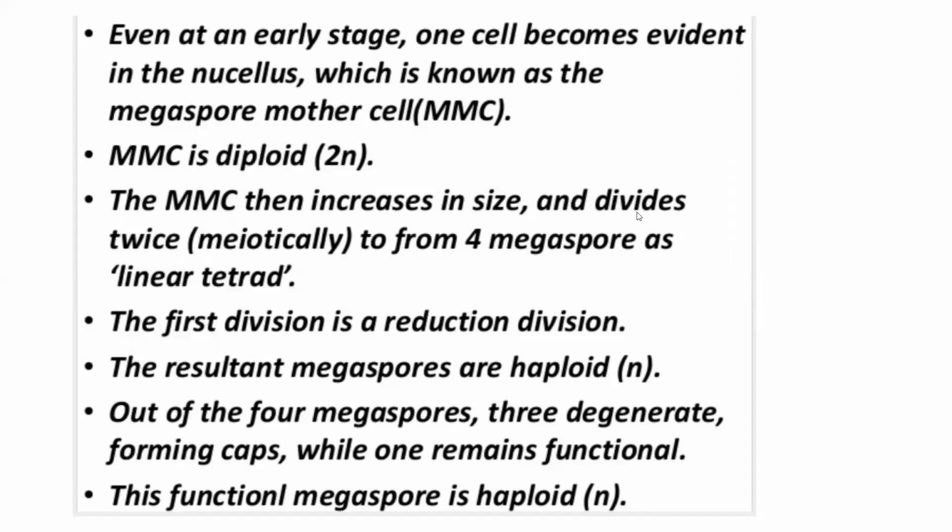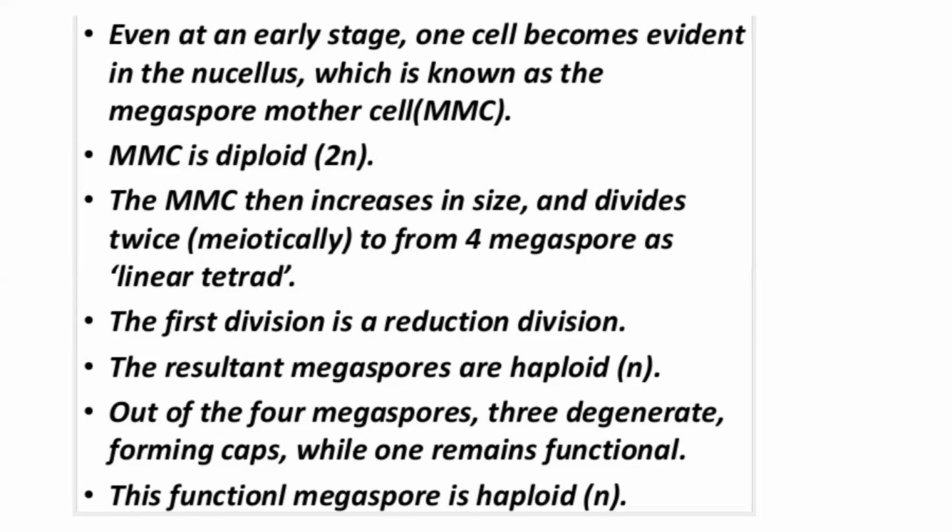Even at an early stage, one cell becomes evident in the nucellus. That is known as the megaspore mother cell, simply MMC. Almost in the center part, even at the primary stage, one cell becomes evident in the nucellus. So that is the megaspore mother cell. It is in the diploid state, 2n. For our convenience, MMC means megaspore mother cell, which is diploid.